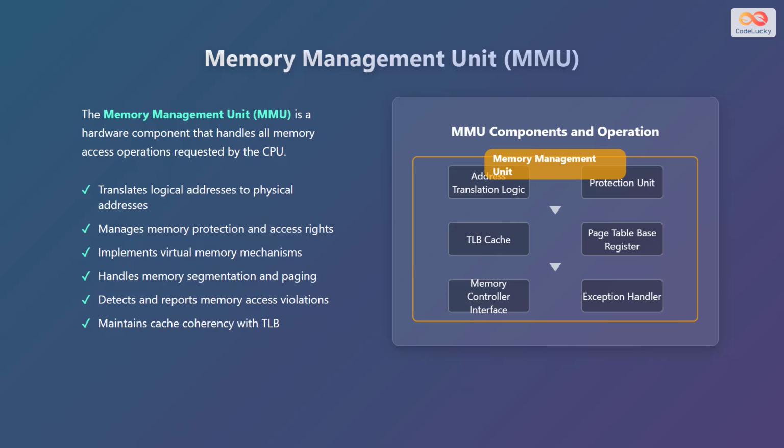The Memory Management Unit, or MMU, is a hardware component that handles all memory access operations requested by the CPU. Its key functions include translating logical addresses to physical addresses, managing memory protection and access rights, implementing virtual memory mechanisms, handling memory segmentation and paging, detecting and reporting memory access violations, and maintaining cache coherency with the Translation Lookaside Buffer, or TLB. The MMU consists of components such as address translation logic, a protection unit, a TLB cache, a page table base register, a memory controller interface, and an exception handler.